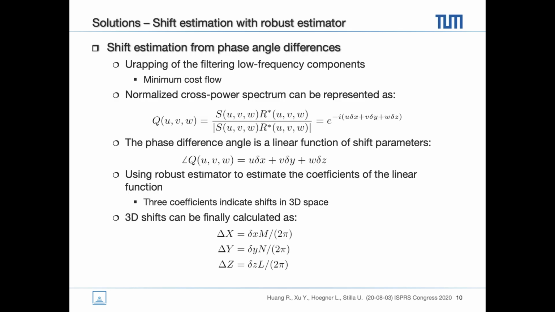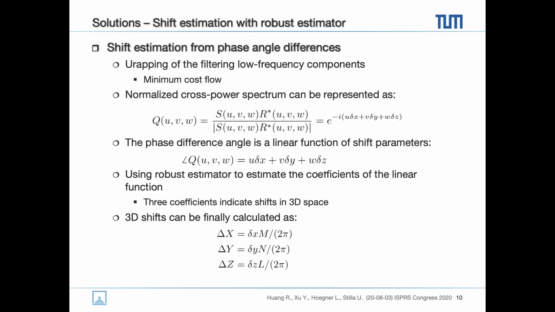Finally, the shift can be estimated from the phase angle differences. First, unwrapping will be conducted on the filtered low-frequency tensor. Then we can see that the normalized cross-power spectrum can be represented by this function. The phase difference angle is actually a linear function of the shift parameters.